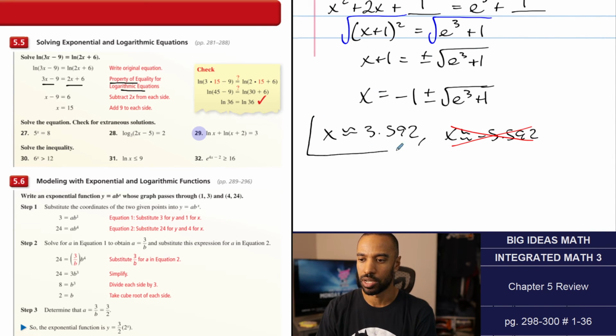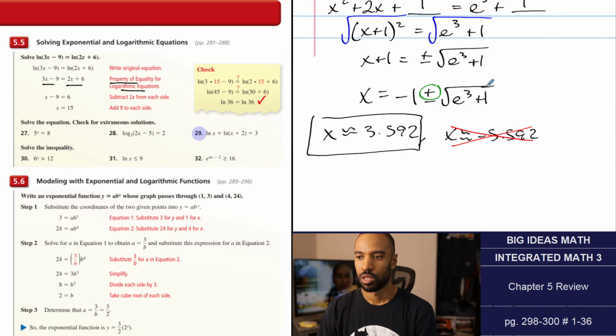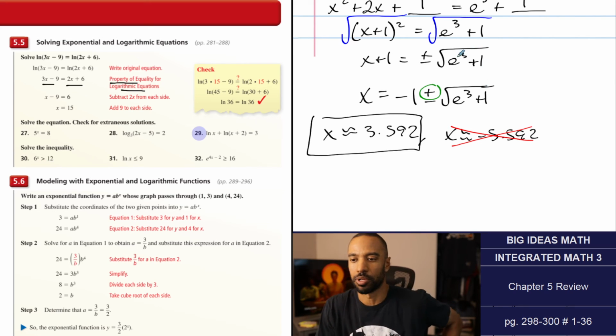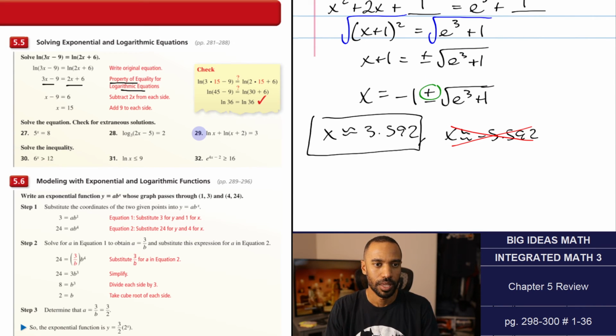Therefore, your only solution is this one, the negative 1 plus the square root of e cubed plus 1, not the minus. Different answer, but that's what comes to be.